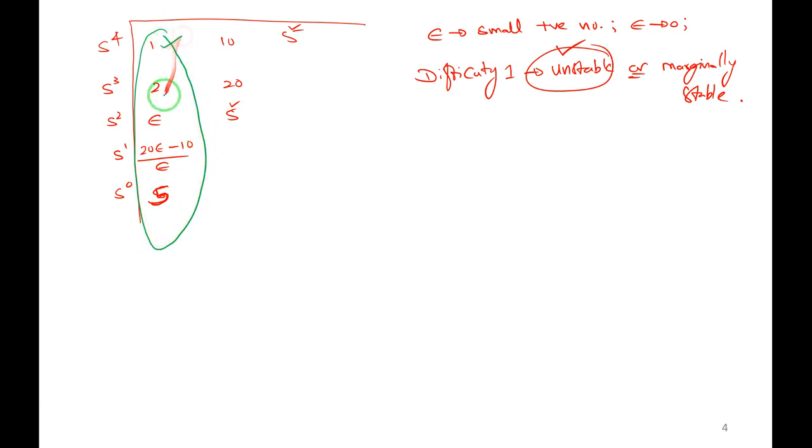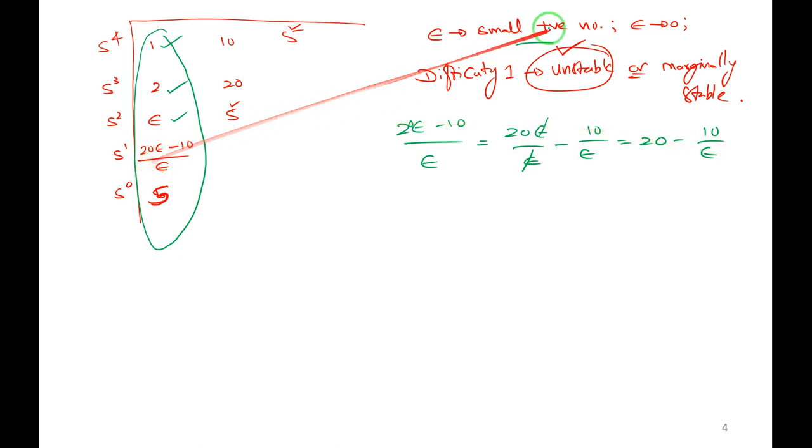So this is positive, this is positive. Epsilon, it is a small positive number I told, so this is also positive. What about this? We will see here 20 epsilon minus 10 by epsilon. So we'll separate it out: 20 epsilon by epsilon minus 10 by epsilon. So epsilon will get cancelled, and I will be getting 20 minus 10 by epsilon.